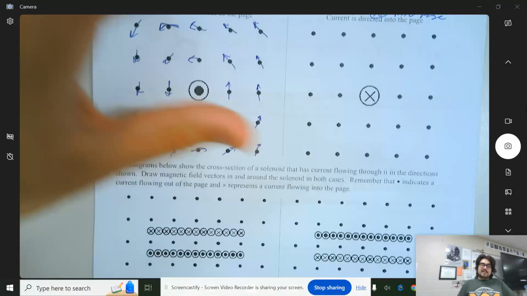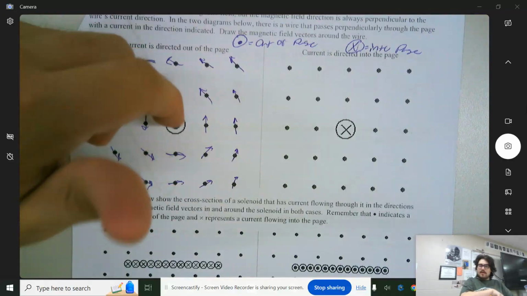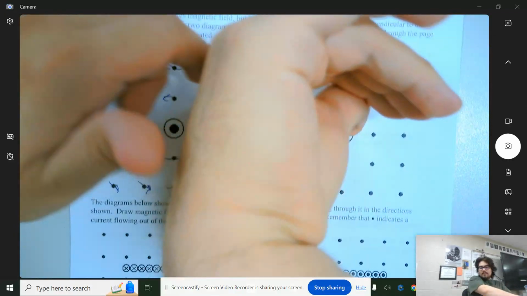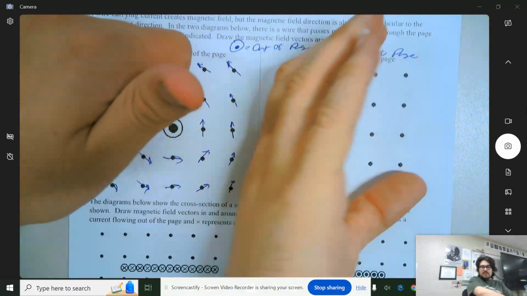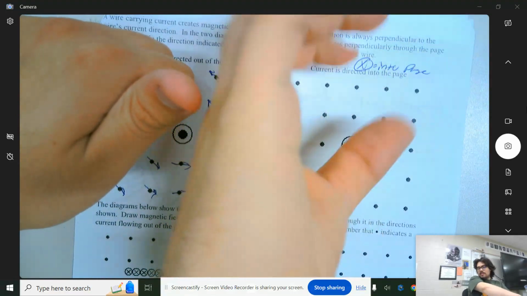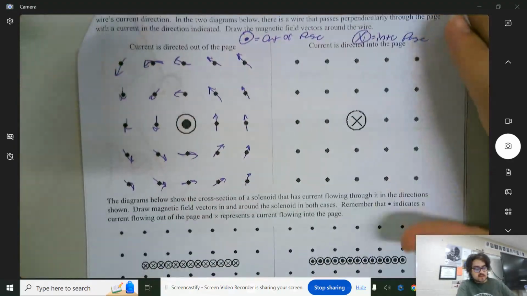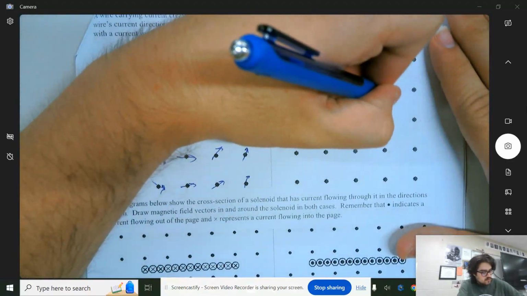If we have the current going into the page, then I'm going to do thumbs down, which is what a lot of people do while they're taking my test. They give me a thumbs down, okay? And you'll notice that my fingers are going to curl now clockwise. So my thumb goes down, my fingers curl clockwise now. So then we would draw the clockwise magnetic field, okay?